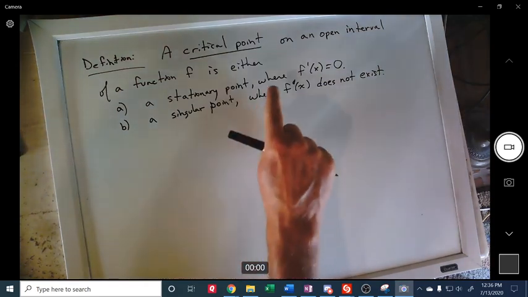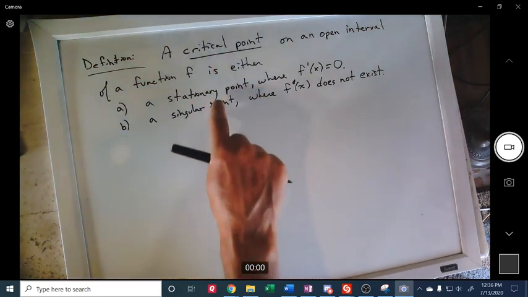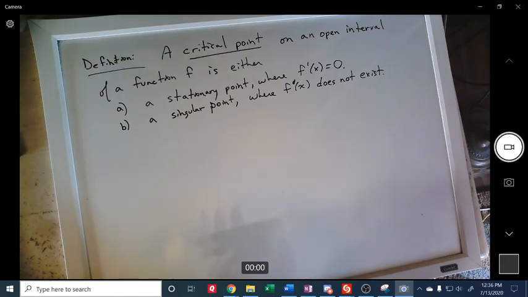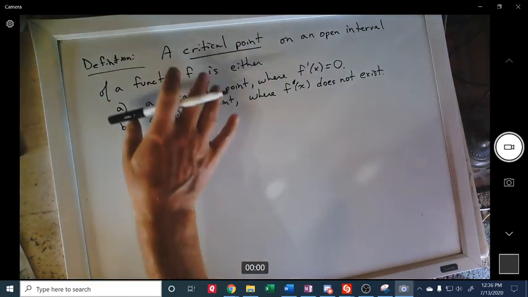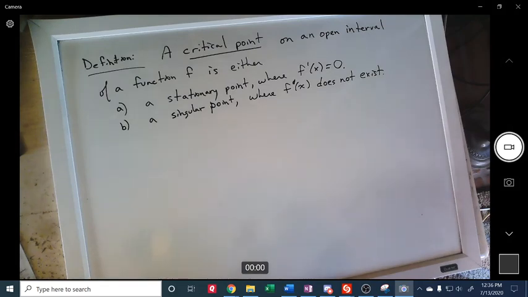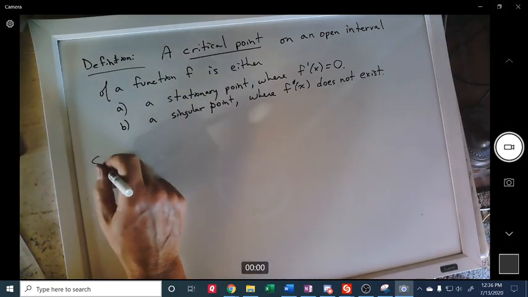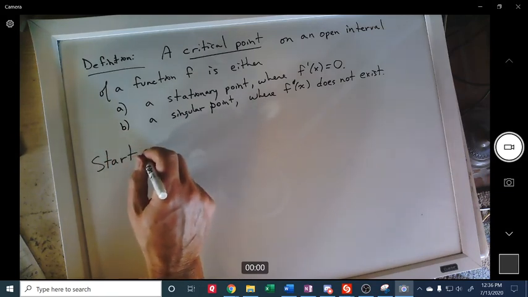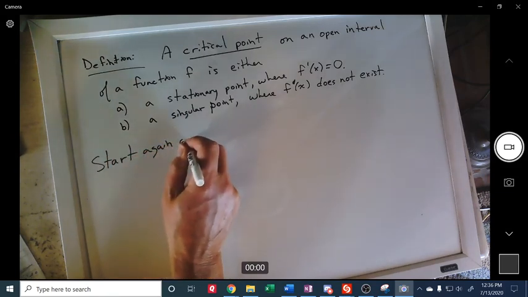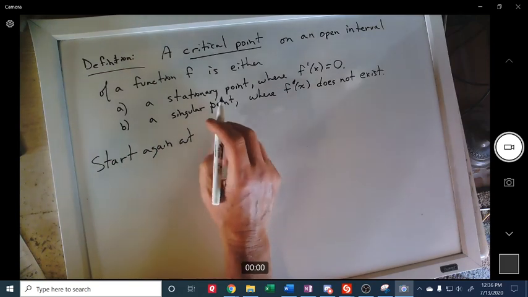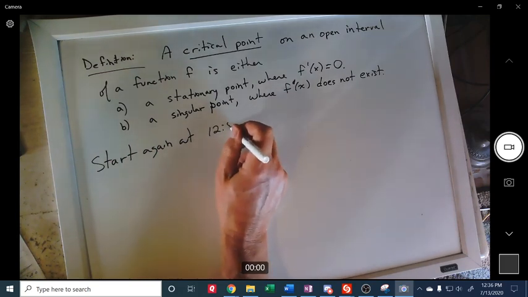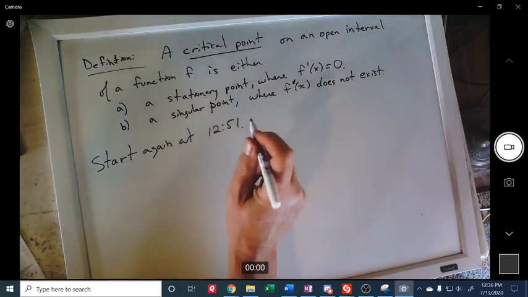Okay, so we only get these two cases, and this is an important definition for us of what a critical point is. And we'll come back after a break and we'll see how this relates to extreme values. So we'll start again at 12:51.